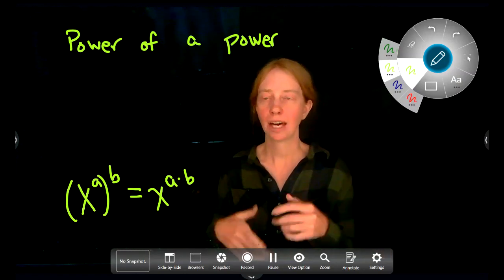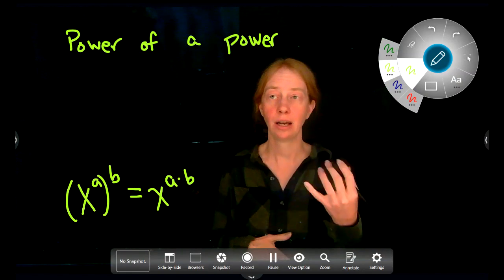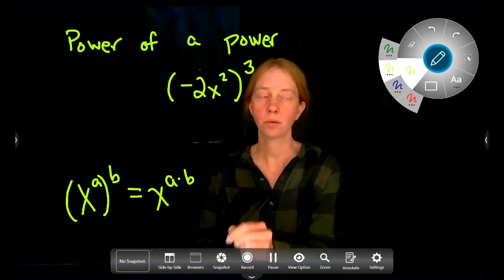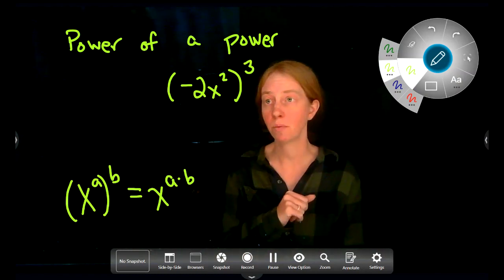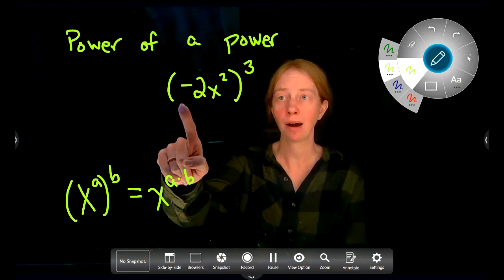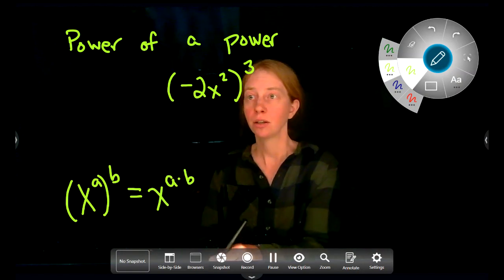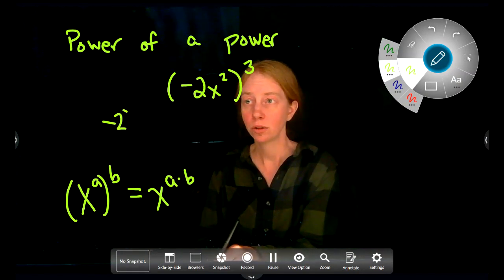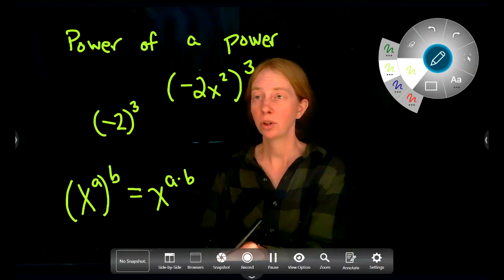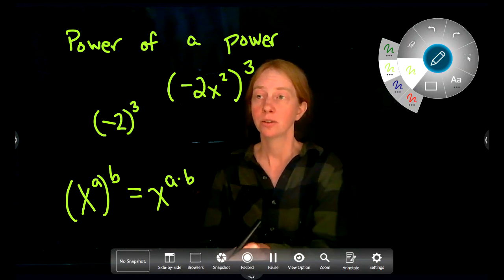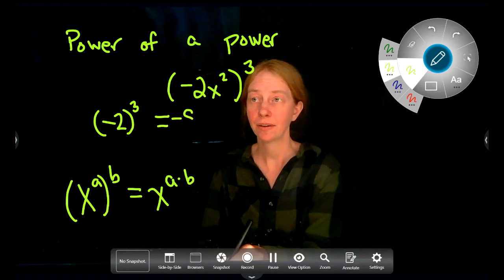Let's talk about how to do that if we had a coefficient. So if I had -2x squared to the third power. Super similar to what we just did, but now we have this -2 out front. We're always going to deal with the coefficient first. That is -2 to the third power. You could do -2 times -2 times -2. So this equals -8.